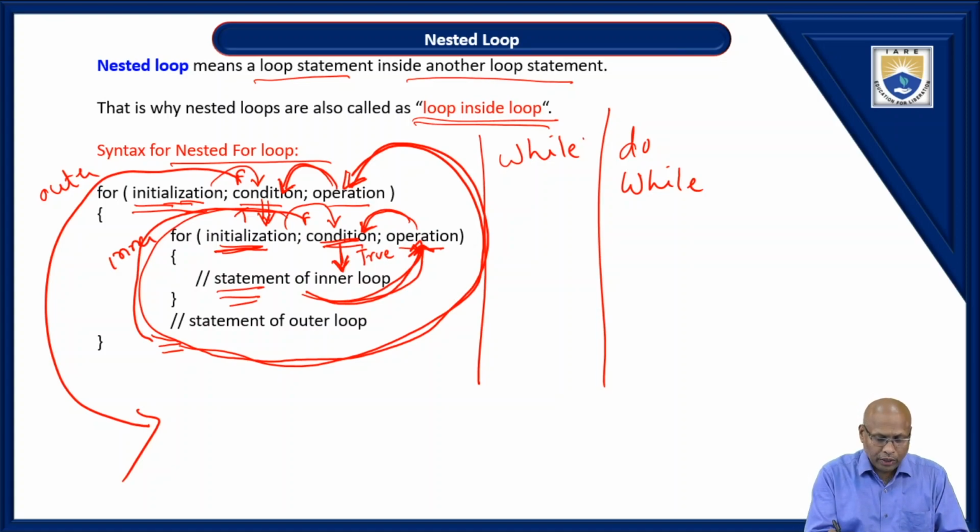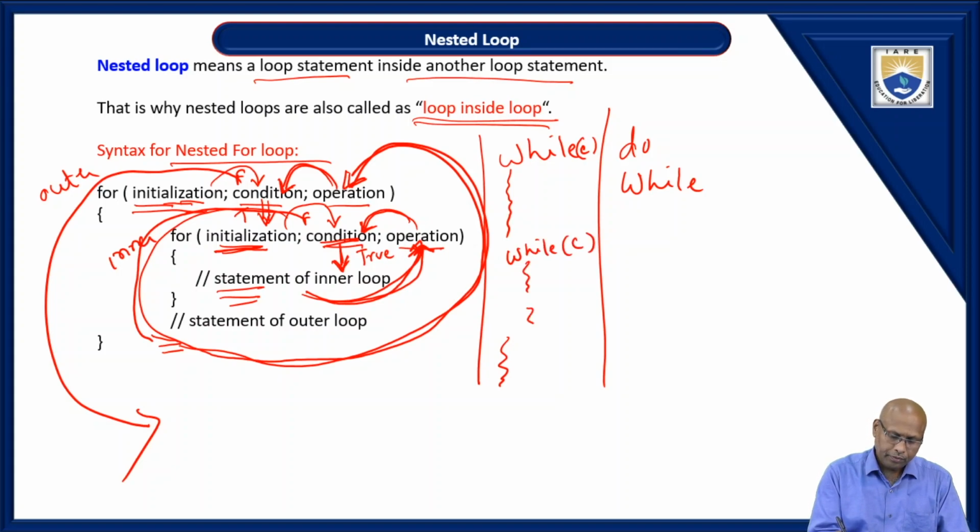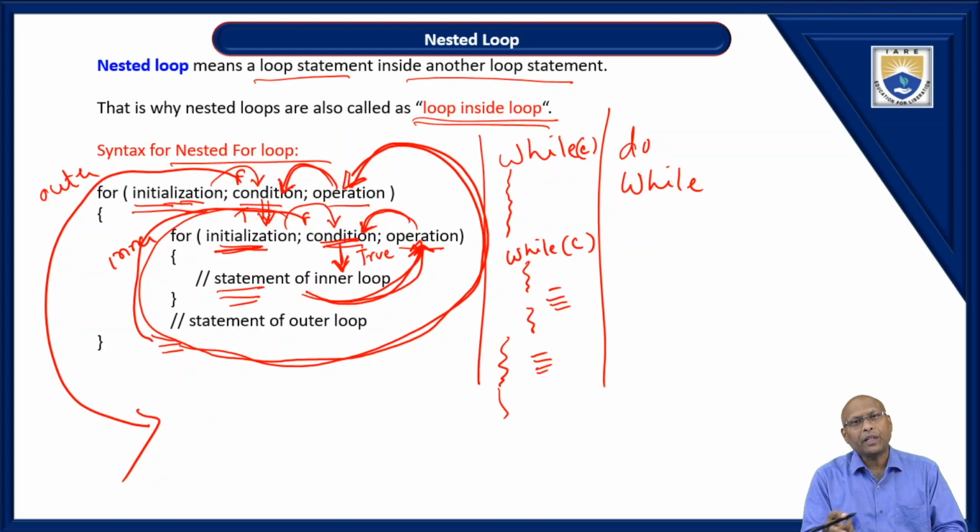Similarly, the while loop also works the same way. While some condition here, then one more while loop with some condition, do some statement. That means you can write a nested loop using while loop. You can write a nested loop using for loop, or you can write a nested loop using do while also. So how to write do while?